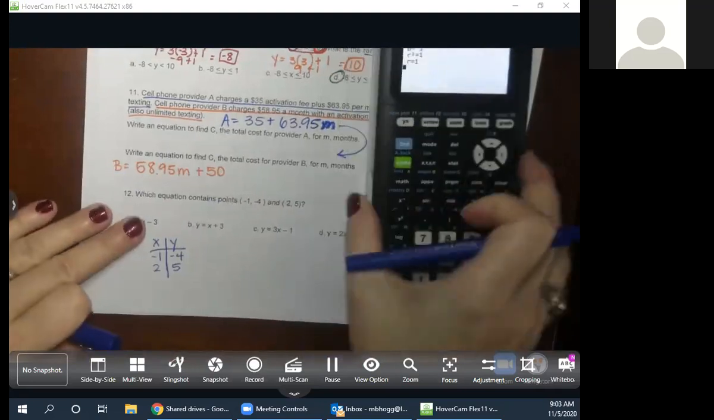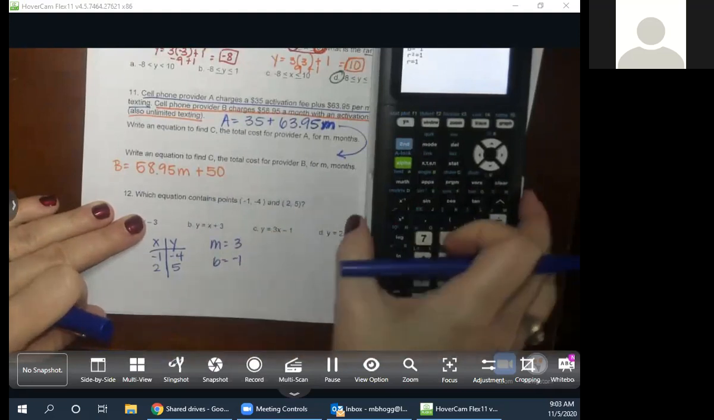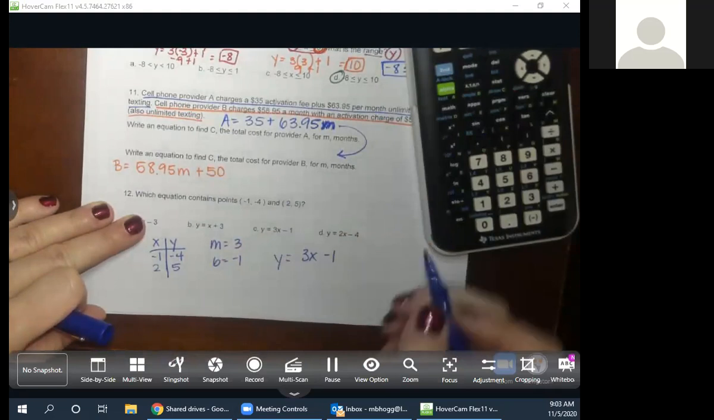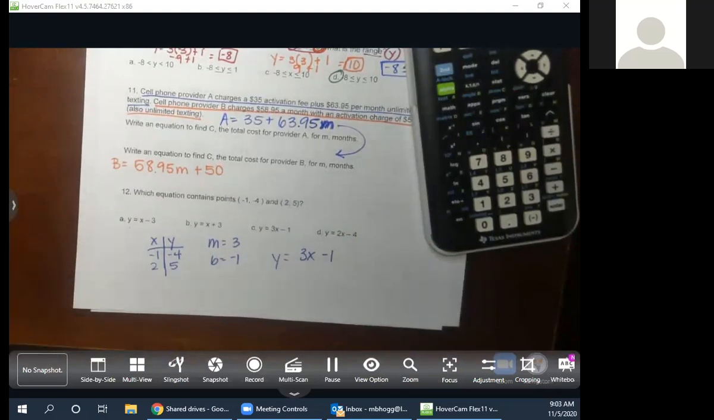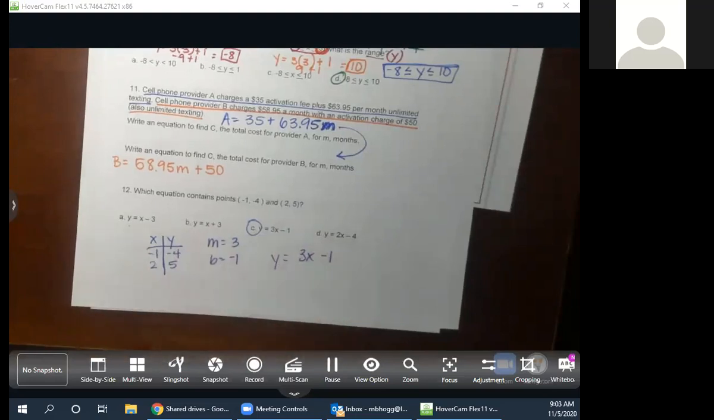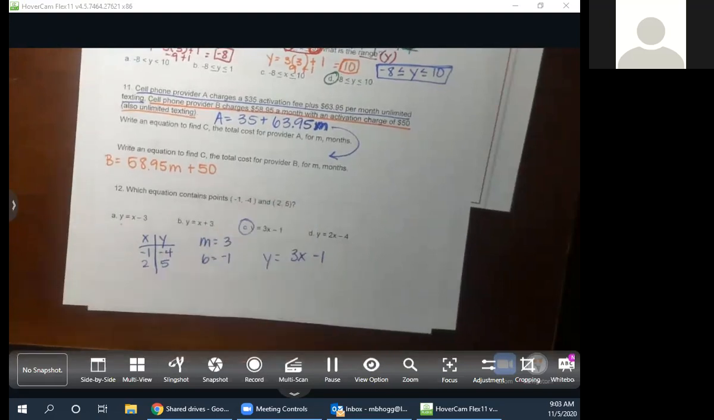Okay, so I like to write down what they give me. My M is 3, my B is -1. So y equals 3x minus 1. That is answer choice C. So Cole made a good point. He said, even if you didn't know how to do this, you could enter all these y equals into your calculator and see which of the lines has a point at these 2 places.